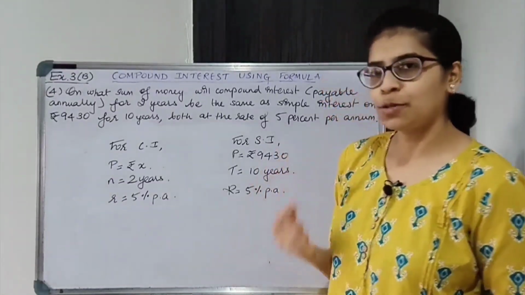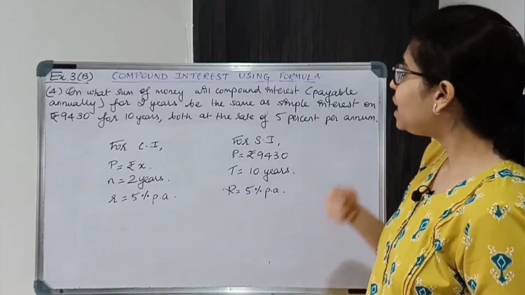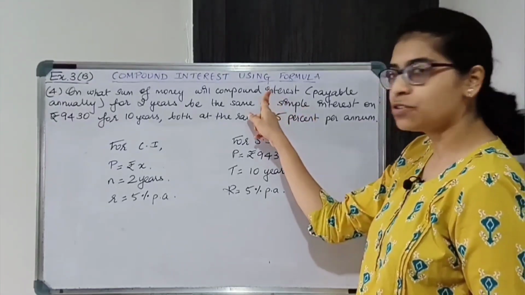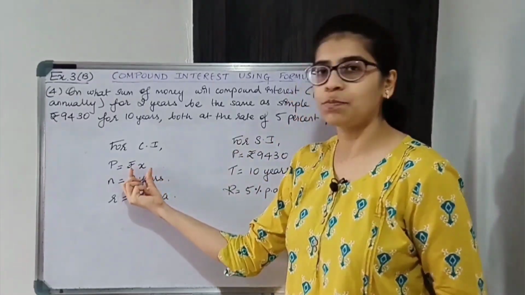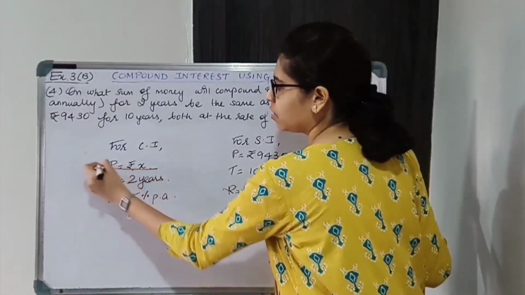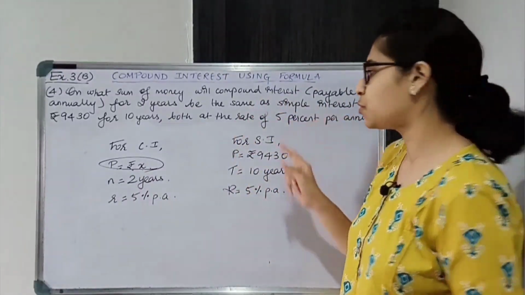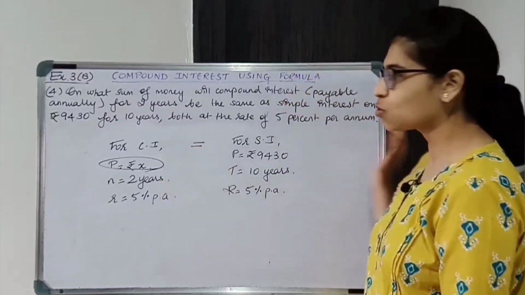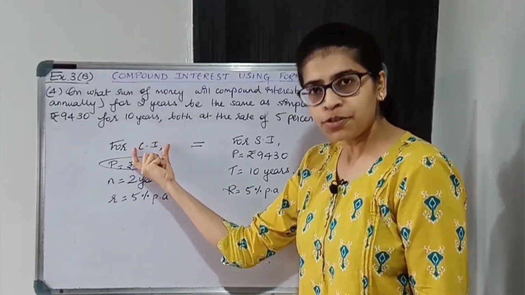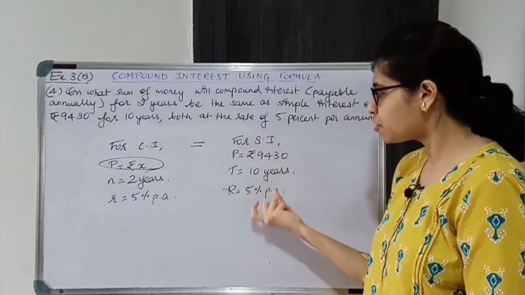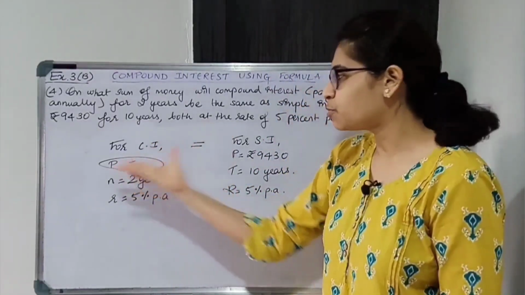Alright. Now the important part. On what sum of money will compound interest payable annually for 2 years be the same as simple interest? Compound interest will be the same as simple interest. So on what sum of money, that is P, we have to find. This is what we have to find. And you are told that the compound interest will be the same as simple interest. So for this information, if you calculate the compound interest, the compound interest you get will be equal to the simple interest for this information. So when you calculate this, you will get something in terms of X.